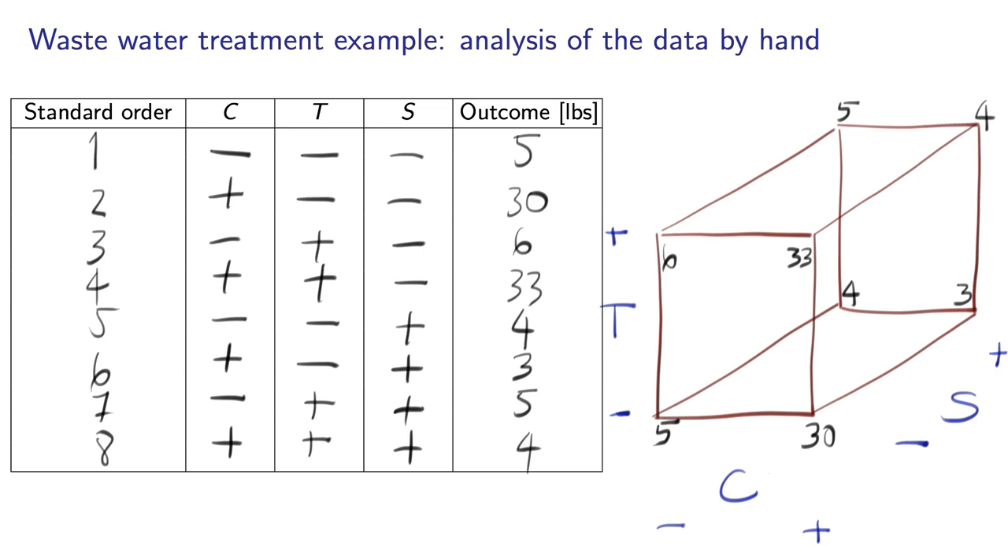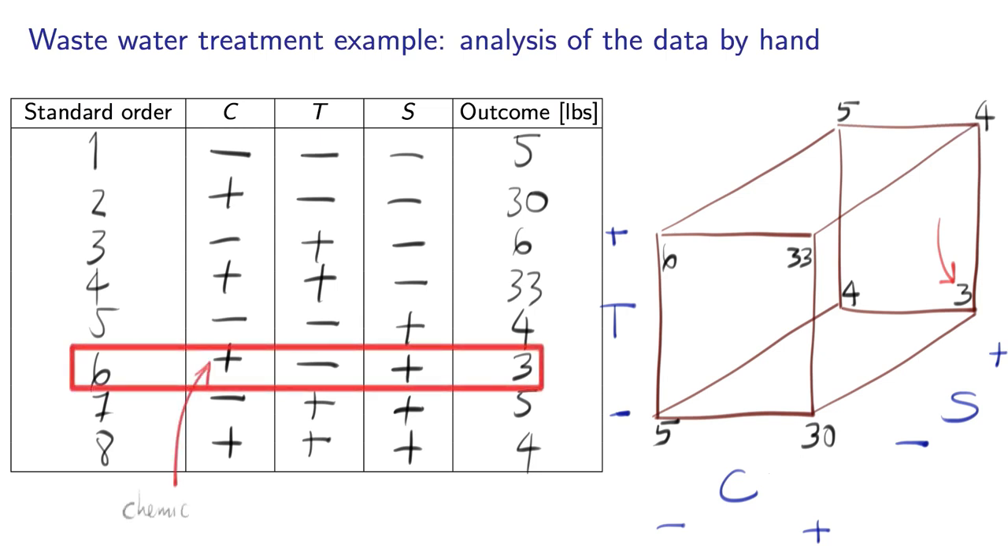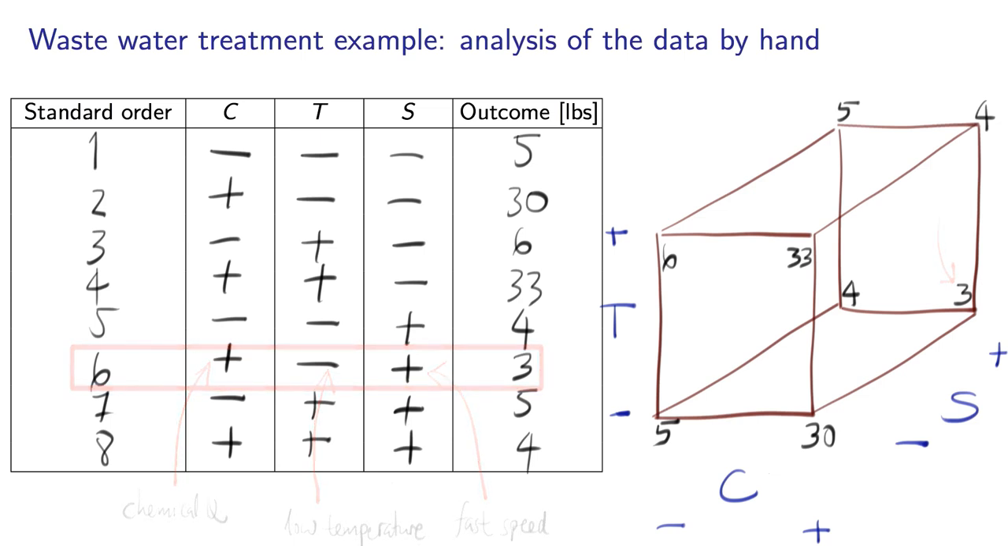Take a few seconds and answer this question. At what levels should we set our three factors in order to achieve the lowest pollution amount? That's right. It's very clear we need to use chemical Q, operate at low temperature, and with high stirring speeds of 400 revolutions per minute. Later on in the course, we're going to start examining what happens when you move outside this cube. And I want you to already start to think along those lines.